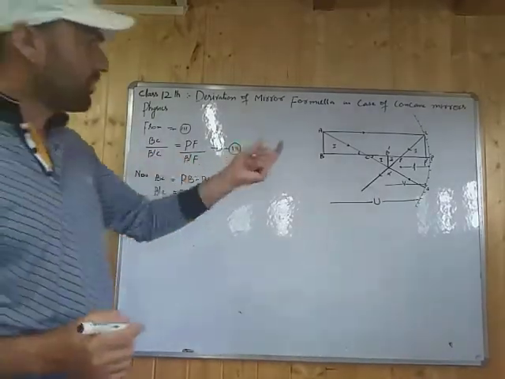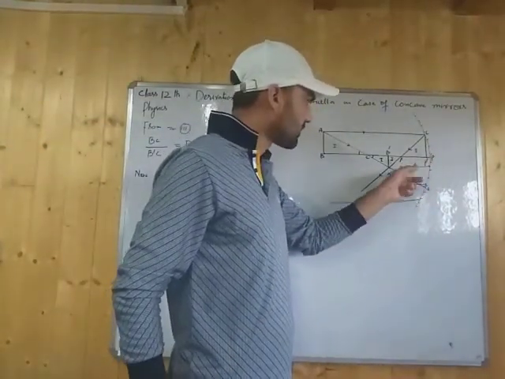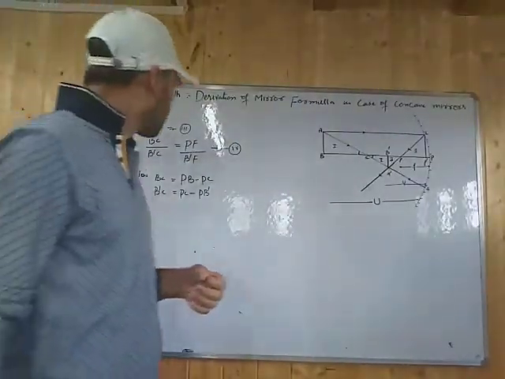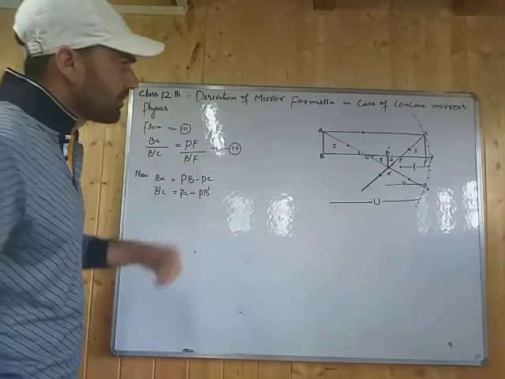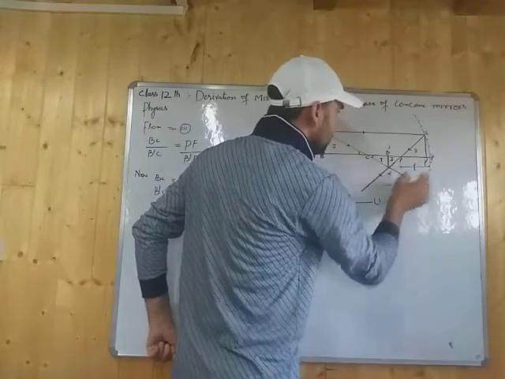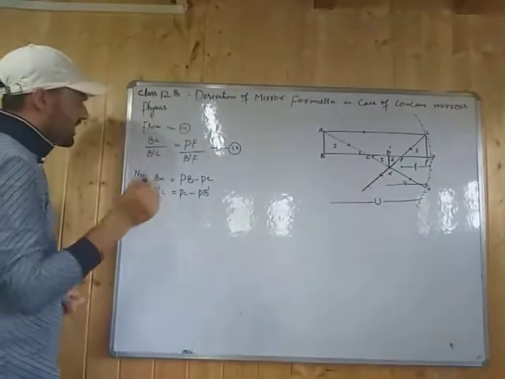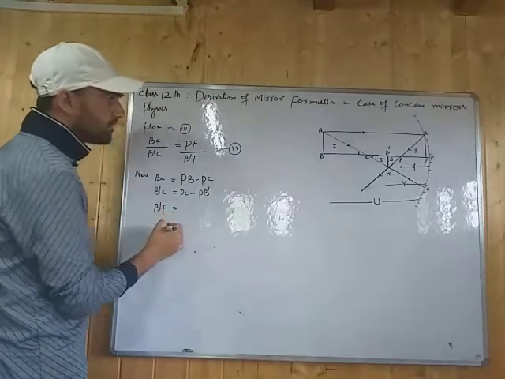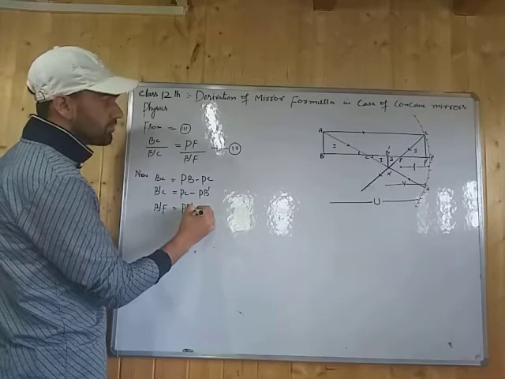Now PF is the distance from the pole to the principal focus, that is the focal length, so there is no need to calculate it. Then we have B dash F, this distance. That will be equal to PB dash minus PF. So B dash F is equal to PB dash minus PF.